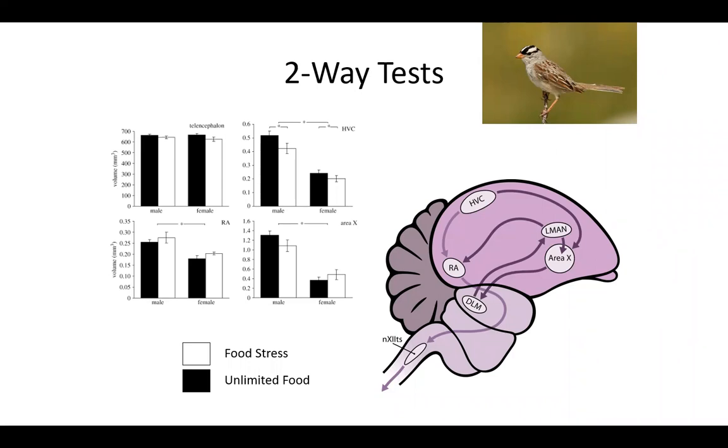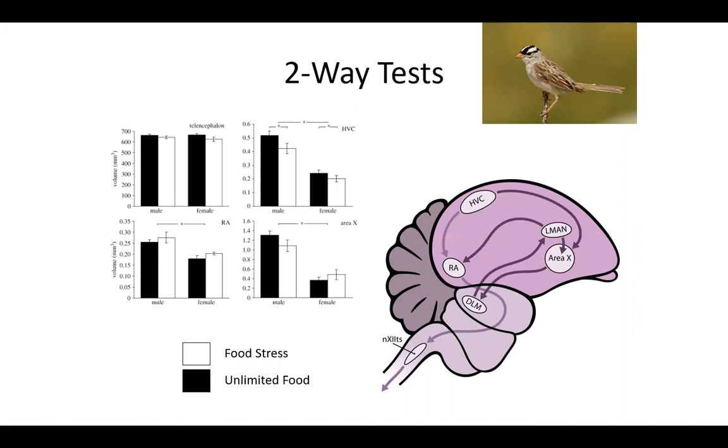Song production is more of a pathway that includes both the high vocal center area X, which is kind of a weird name for some brain tissue, RA, DLM, and again, this little area in the brain stem. But what these researchers did is they looked at how these areas of the brain developed based on being male or female, where males do the singing in birds, females do not, and the association of food stress, and especially food stress at a young age, and then how that influenced the overall development.